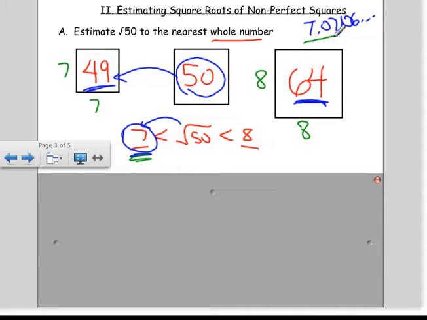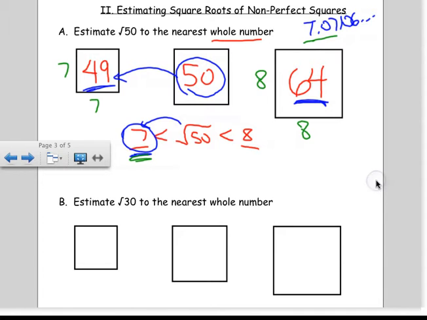Now I'd like you to try. Please estimate the square root of 30 to the nearest whole number. I'll get you started here. You're trying to start with figuring out what perfect squares it is in between. Stop the video here, press play after you finish your estimate. You're estimating to the nearest whole number.